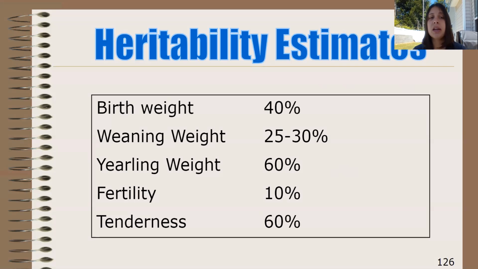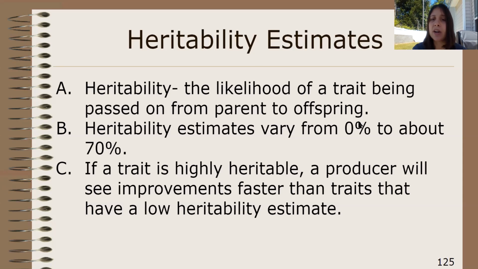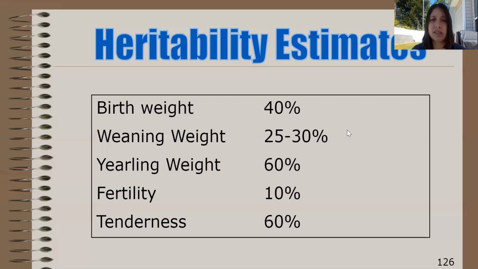That's pretty good. If you think about the previous slide, heritability estimates vary from 0 to 70%. 40% is like right in the middle. So it's a pretty good chance. It's almost a 1 in 2 chance that this is going to happen.